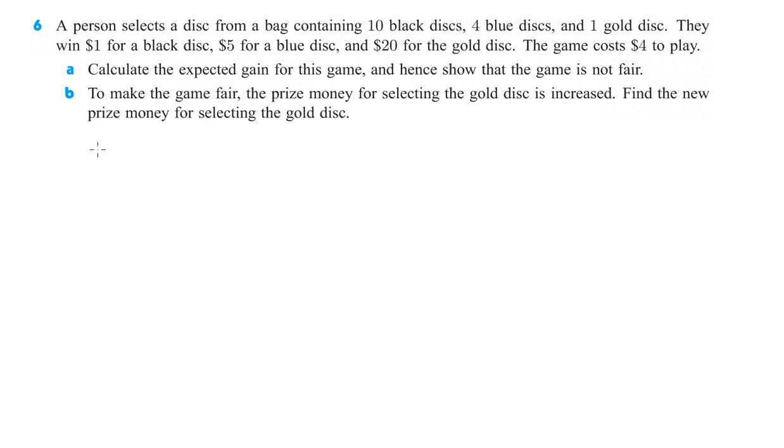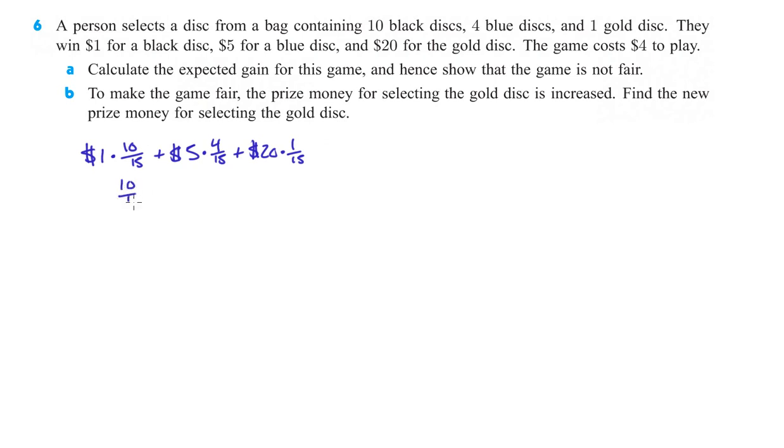Okay, so to get the black disc, you get $1 for getting a black disc, and that is 10 out of the 15 total, right? Because 10 plus 4 plus 1 is 15. And then you get $5 for the blue disc, and that is 4 out of the 15. And then you get $20 for the 1/15th chance that you get a gold disc. And it costs $4 to play. So let's figure out what all these are going to be.